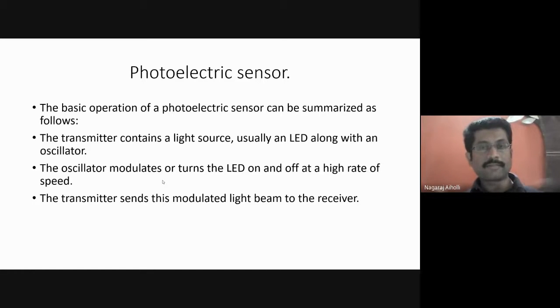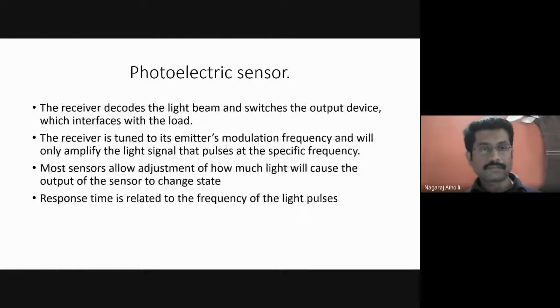Because of this, what will happen? As it is turned on and off at a higher speed, the light energy is emitted out. The light energy is coming out of the light emitting diode, the LED. The transmitter sends this light energy to the receiver. The receiver decodes this light energy and switches the output device. It receives the light energy and is able to turn on the output field device.